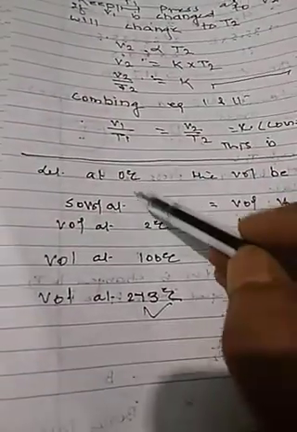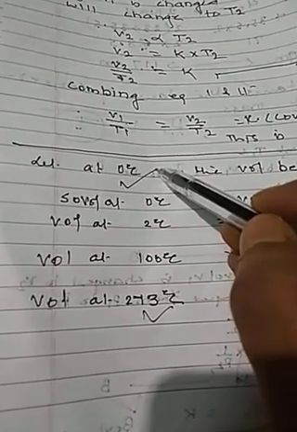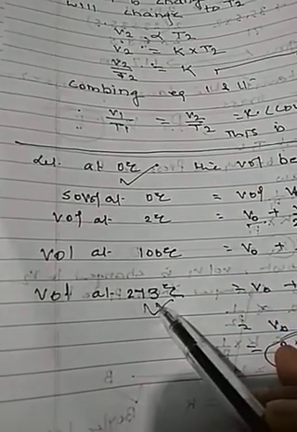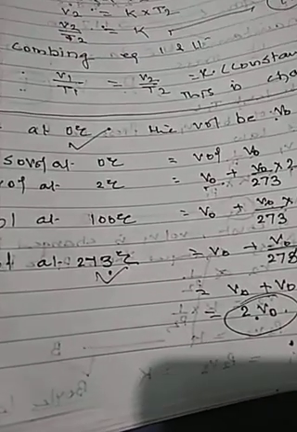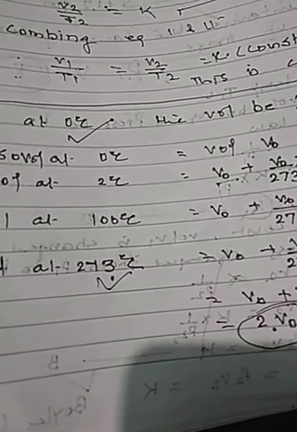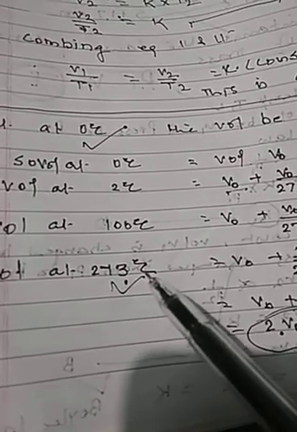So at what result did we come? If a gas at 0 degree Celsius has some volume, at 273 degrees Celsius this volume will be twice. Means the volume of a gas at 0 degrees Celsius will be twice at 273 degrees Celsius.